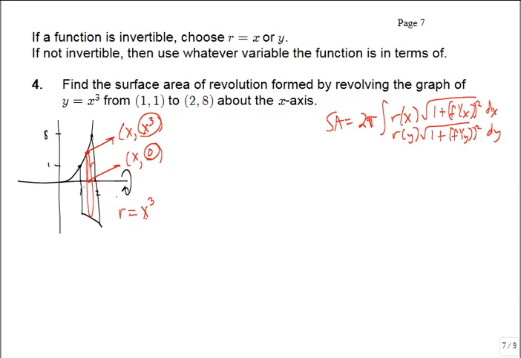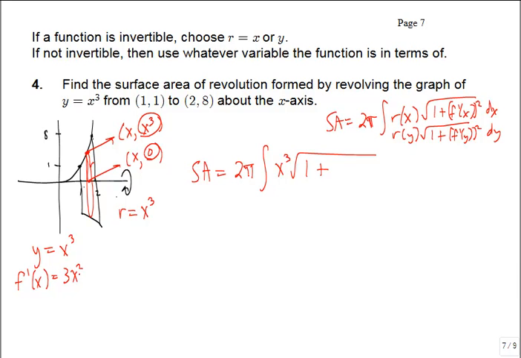So that means I want to use x's if I'm going to do this problem this particular way. So my surface area would become 2 pi times the integral of my radius function, which is x cubed, times the square root of 1 plus, and now we need to know f prime of x. Well, if my function is x cubed, then f prime of x is just 3x squared. So that's going to go here, and I want to square that derivative. Since I'm using x's, my bounds for x's are from 1 to 2.